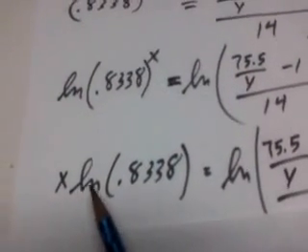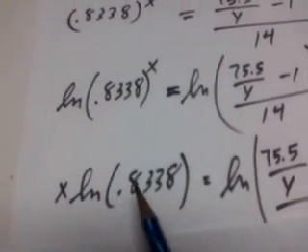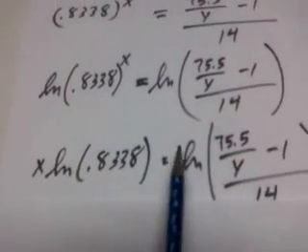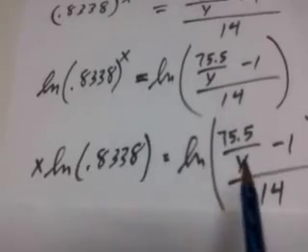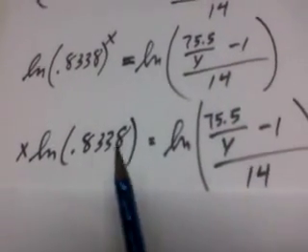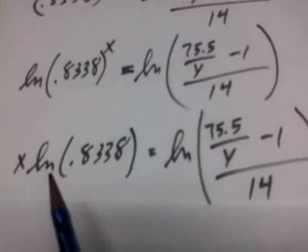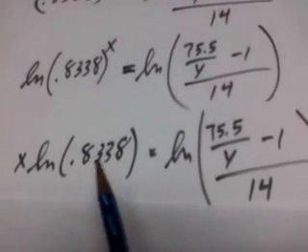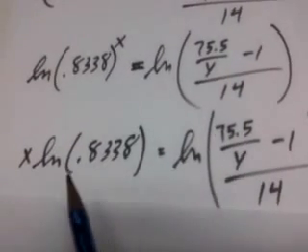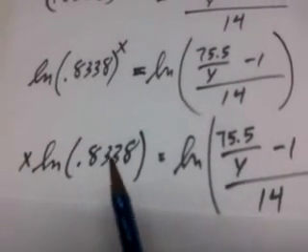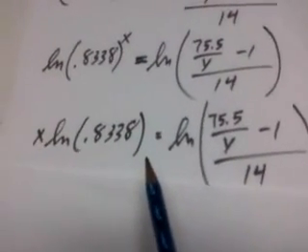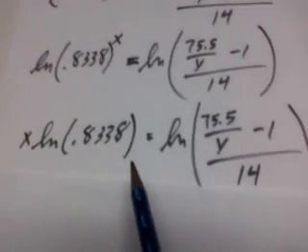I have x times ln 0.8338 equals ln of everything that we have on the right side. So that's what I have in my next step. But I still don't have x by itself. To get x by itself now, I got to get rid of that ln 0.8338. So what do I do to both sides of the equation to get rid of that ln 0.8338? Stop the tape, see if you can figure it out, do it, and then start the tape again, see if you got it right.